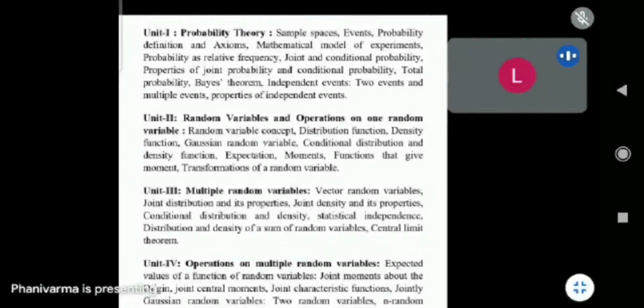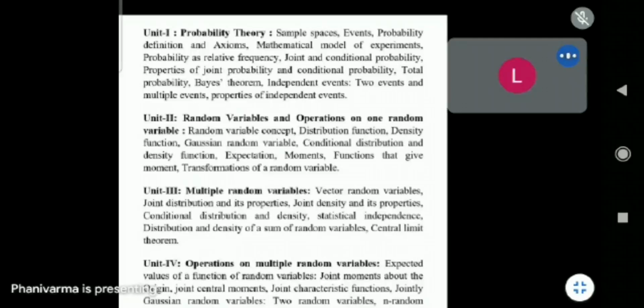Let's get started with the paper discussion of PTRP. Before getting into the paper discussion, let us have a look at the syllabus and important concepts to be covered. First, I hope you guys are able to see the screen. Yeah. So let's get started with the syllabus.